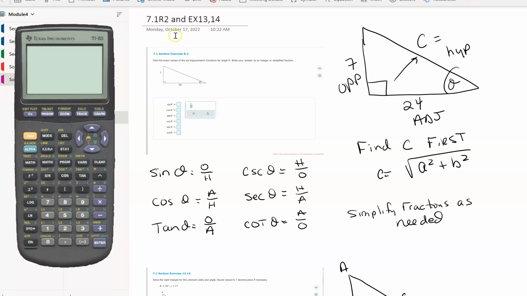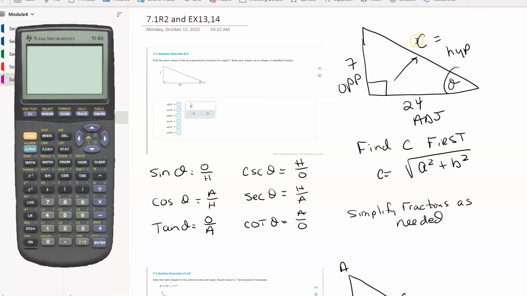Finally, 7.1 R2 and example 13, 14. So for 7.1 R2, again, you're given a triangle. They are specific with the angle in the corner here. They label the two sides, 7 and 24, and across from the right angle is the hypotenuse. So across from the labeled angle, 7 would be opposite, and 24 is adjacent.